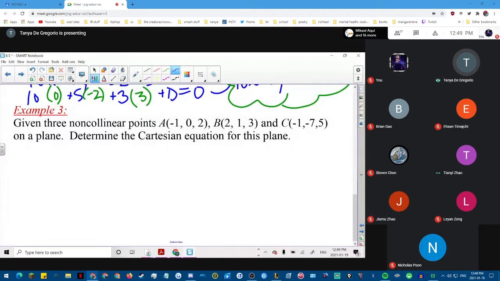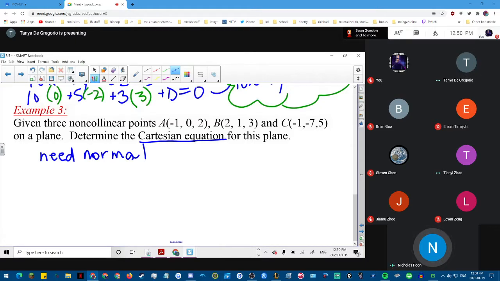Given 3 non-collinear points, A, B, and C, on a plane, determine the Cartesian equation for this plane. So right away you see Cartesian equation, so what do I need? Normal. Always. Can I find normal? Yes. Tell me how.